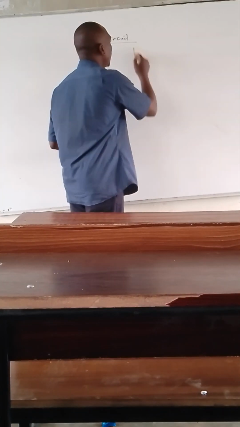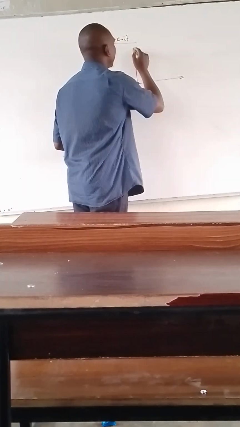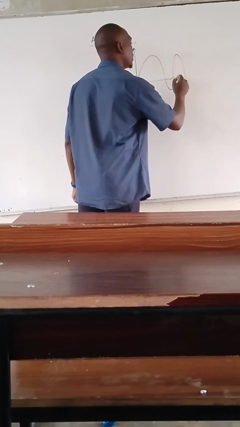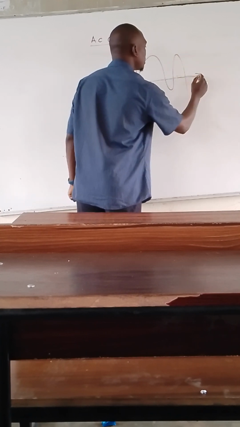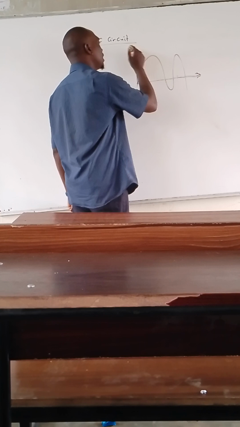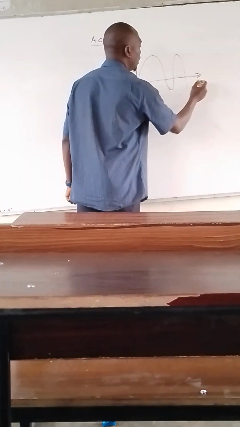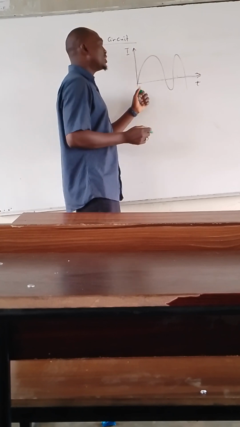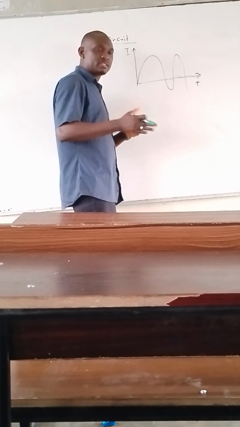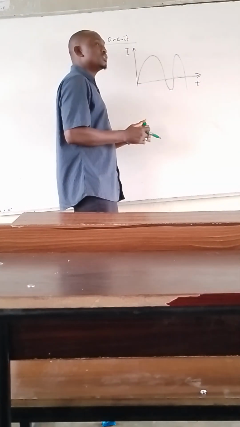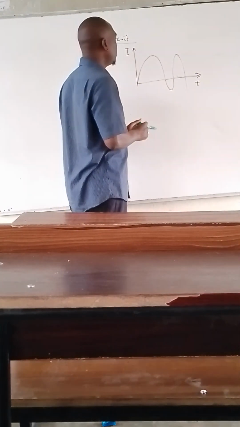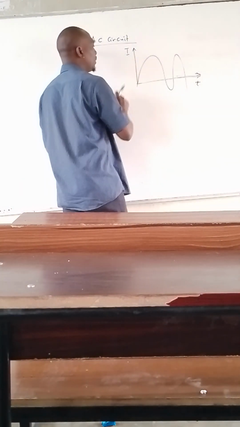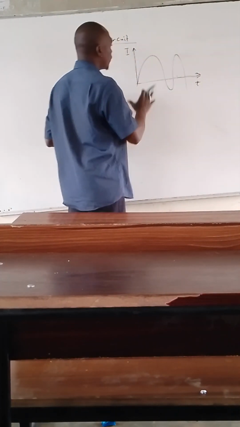And this is the graph of alternating current. You see it changes periodically with time. Here is the current, and here is time. So alternating current is a current that specifically changes periodically or sinusoidally with time, and it can also be reversed sinusoidally or periodically respectively.